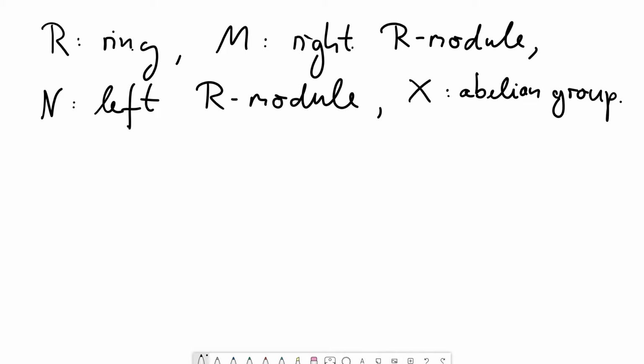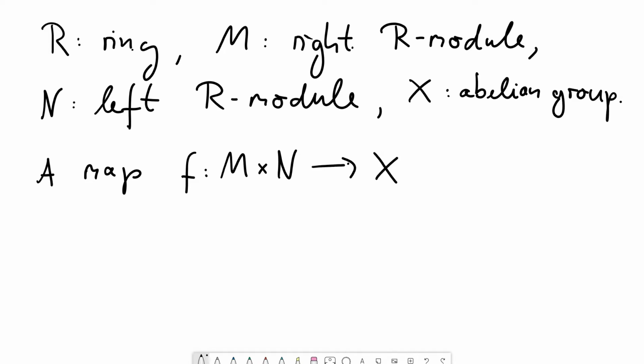And now the first definition is that a map from the Cartesian product of M and N going to our fixed abelian group. So right now this is just a map of sets, and we now require something about that map. Such a map is called R-balanced. And that's the definition, so let's put it in green. It's called R-balanced if it satisfies the following three properties.